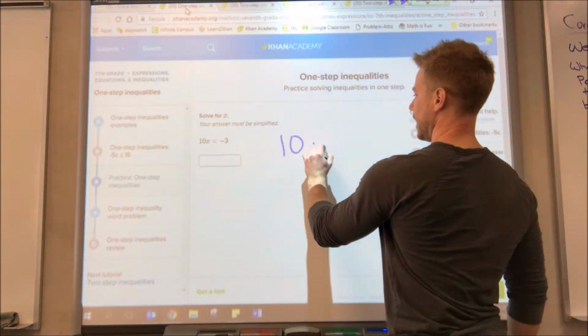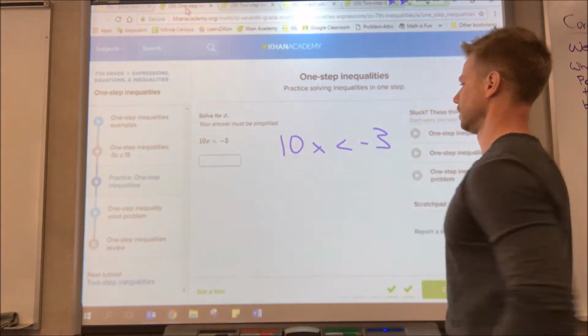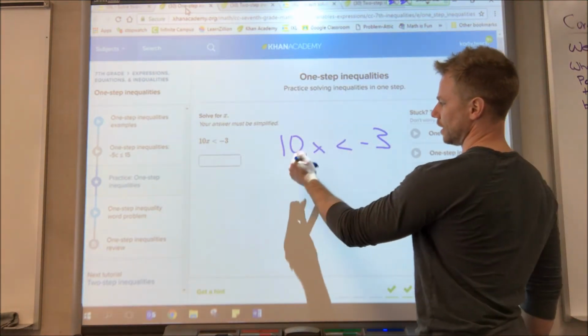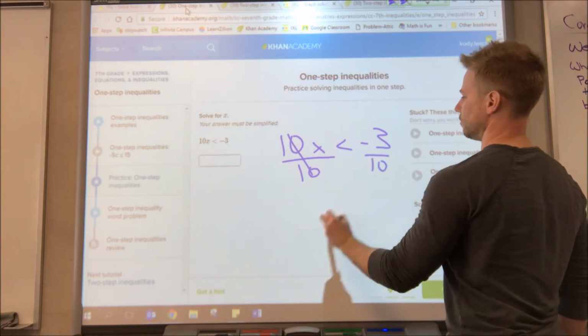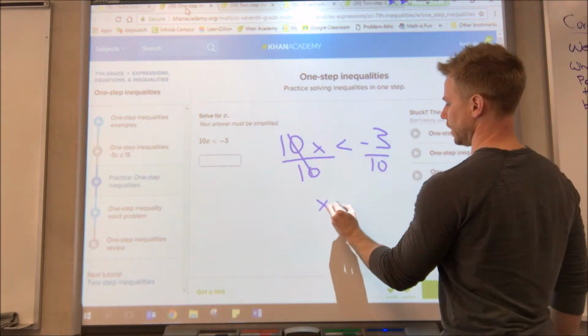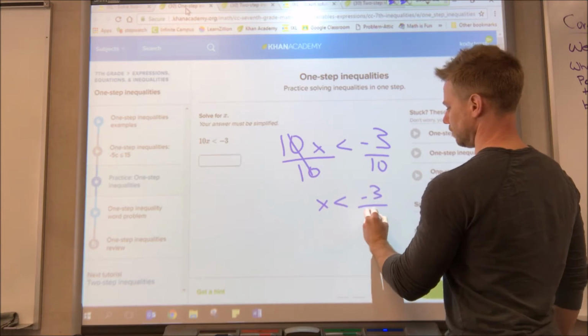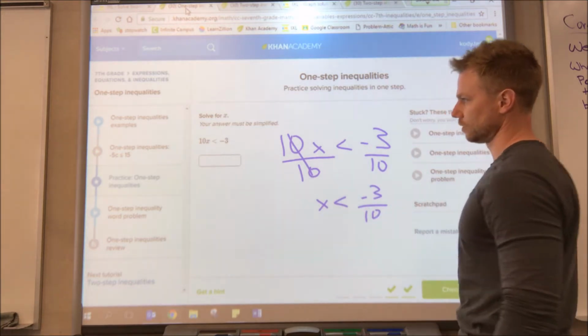So we have 10x is less than negative 3. So we want to get rid of that 10. It's being multiplied by the x. We do the opposite of that, which is dividing. Divide the other side by 10. We get x is less than or equal to negative 3/10.